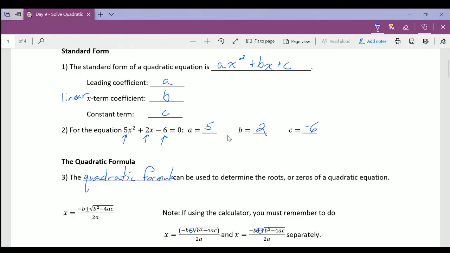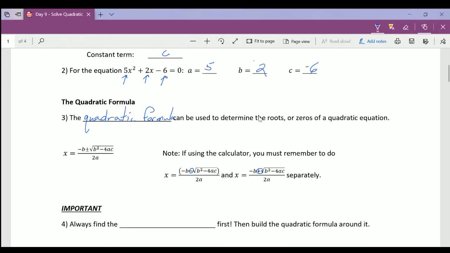I also talked a little bit about how this is negative b plus and minus the square root of b squared minus 4ac over 2a. But if you're using a calculator, there's no plus minus button, so you do have to evaluate them separately.